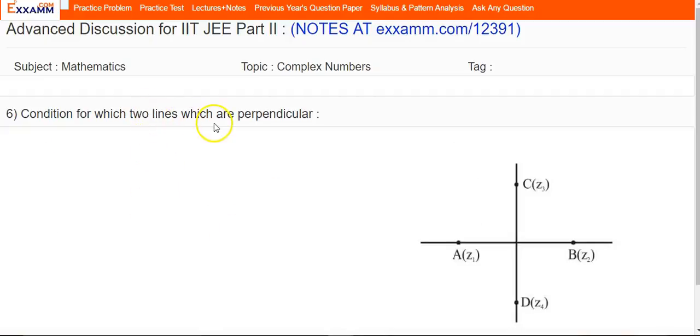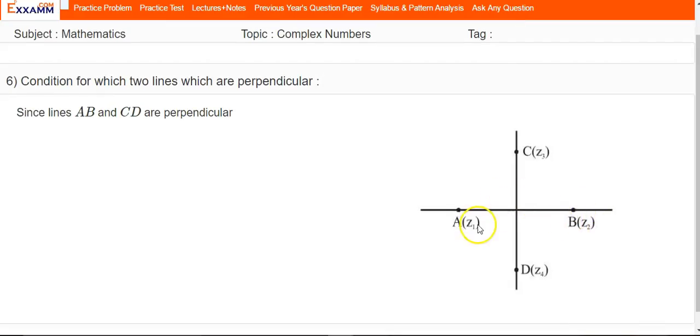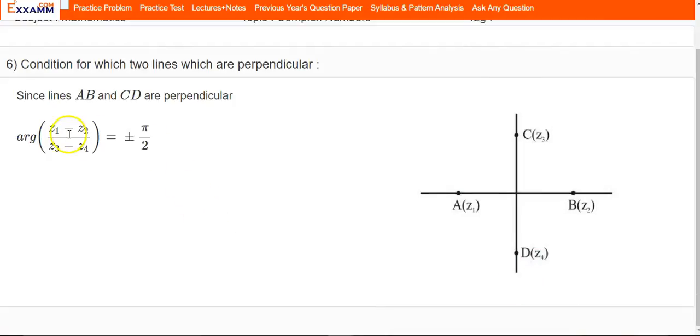Now, what is the condition for two lines to be perpendicular? It is that the argument of (z1 minus z2) upon (z3 minus z4) would be pi by 2, or minus pi by 2 if we go anti-clockwise in this case. So when is this case true? When the number is purely imaginary.